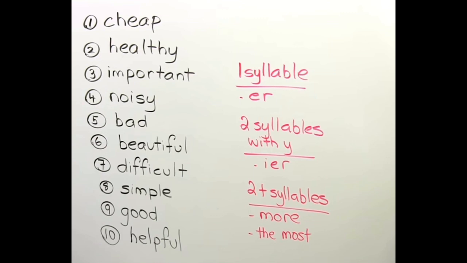Let's get the rhythm of it now by doing some examples. Here we go. The first word, cheap, make it comparative, cheaper. Make it superlative, the cheapest. Healthy, healthier, the healthiest. Good. Important, more important, the most important. Good. Say it along with me, okay? You might even say it before me because you know it now.